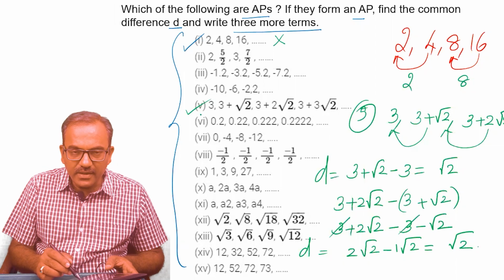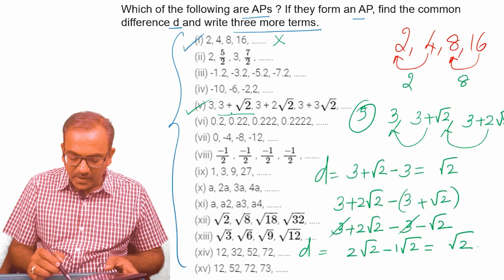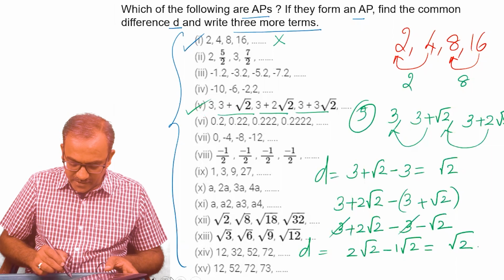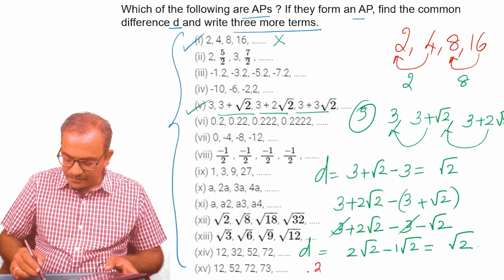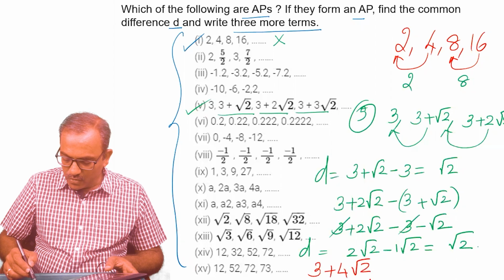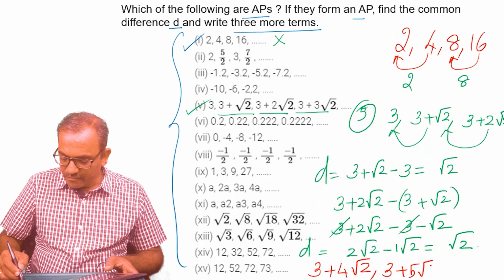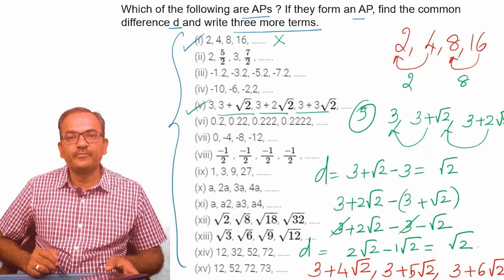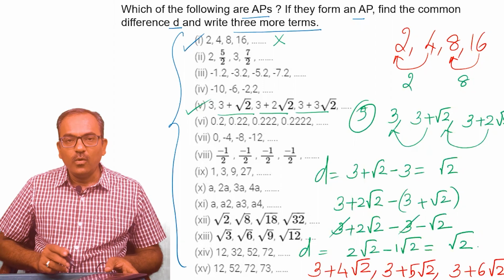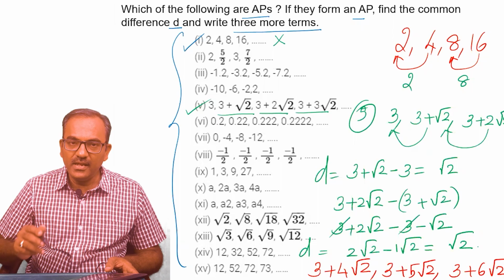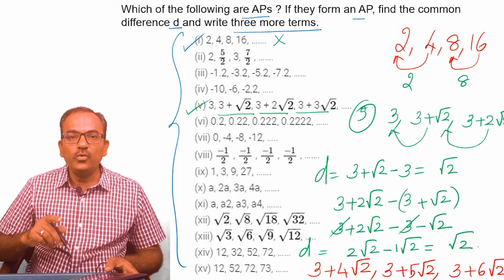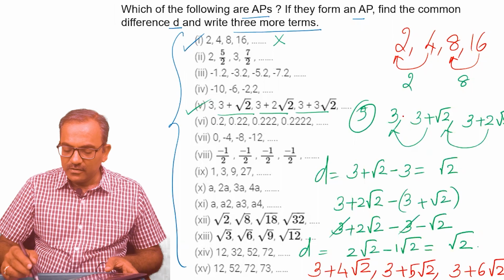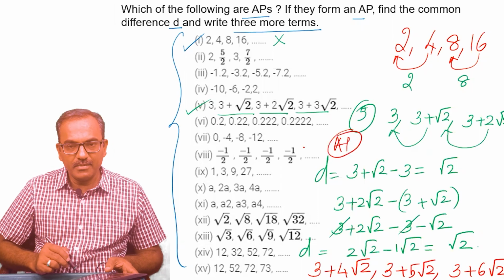Then I have 3 plus 2 root 2, 3 plus 3 root 2, and the next 3 terms you can easily make out: 3 plus 4 root 2, 3 plus 5 root 2, 3 plus 6 root 2, and so on. So, this makes an AP. Once it makes an AP, we can easily find the D, and once you have found out the D, you are supposed to write the next 3 terms of the given AP. So, that is what we have done. So, this is AP established here.